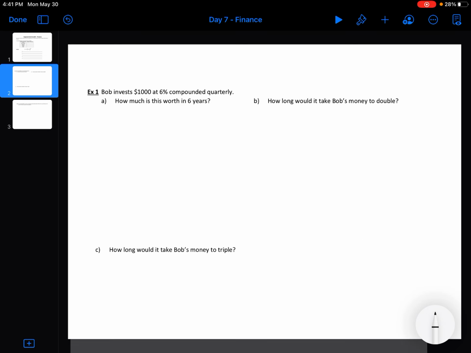Now looking at this, Bob invests $1,000 at 6% compounded quarterly. How much is it worth after 6 years? So what we're going to do is run through that whole formula. Sometimes it's helpful if you do something like this. We know A is a question mark. P is our principal, that's 1,000. R is 6%, but we want to make that into 0.06. t is going to be 6 years. So we've got everything there, and then we're going to just fill in that formula.